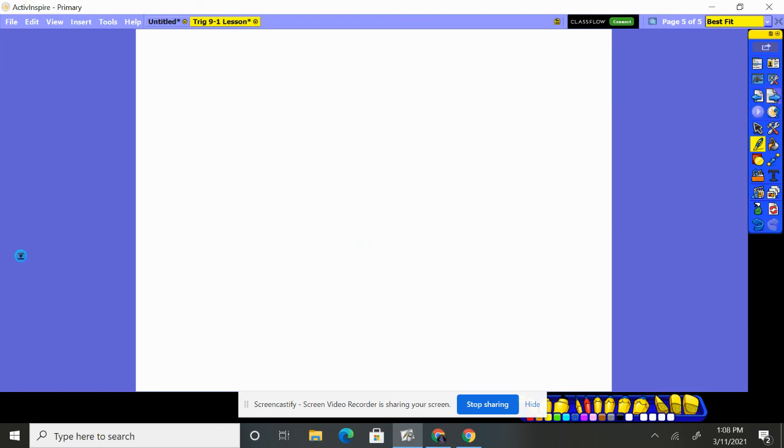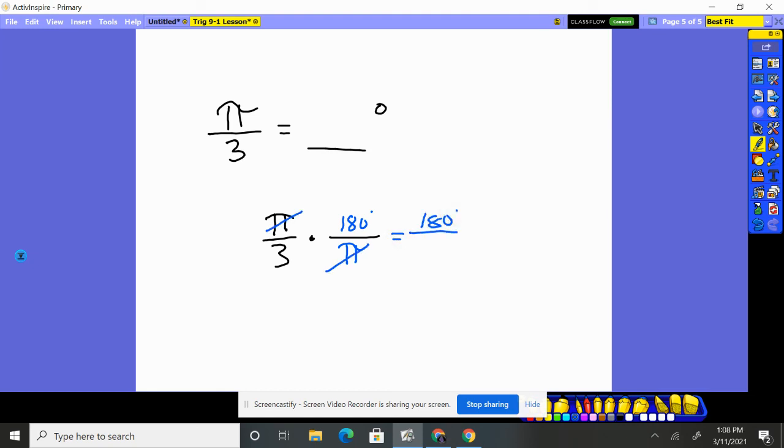What if somebody said to me, let's say I have pi over 3, and I want you to change that to how many degrees? Well, I'm simply going to start with what they gave me, pi over 3, and I'm going to multiply it. I want to change it to degrees, right? Well, I know 180 degrees is the same as pi. You're always going to be multiplying by either 180 over pi or pi over 180, depending on what you're trying to get. In this case, I'm trying to get degrees. That's why degrees is on top. The pi's will cancel. You get 180 over 3, which is 60 degrees.